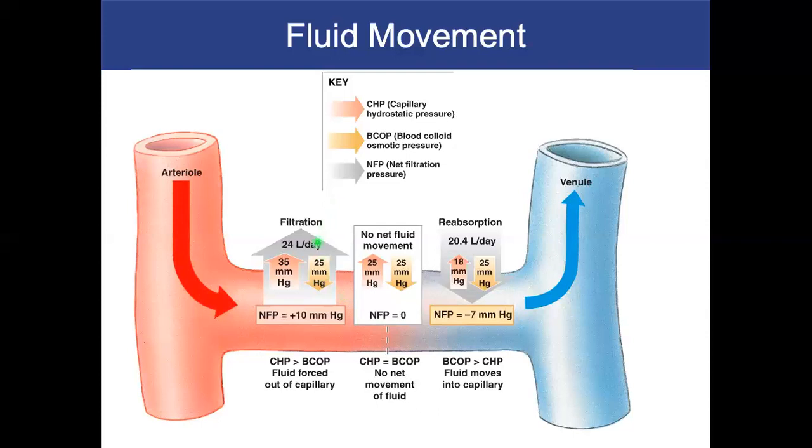You're going to pull water towards it because water wants to dilute the side with more particles. So blood colloid osmotic pressure is pulling fluid in. And notice it's the same number. It's 25 millimeters of mercury throughout the length of the tube, right? Okay, so how does this work? You have to take into consideration the capillary hydrostatic pressure and the blood colloid osmotic pressure. Whichever number is greater, that force wins and fluid's going to move in that direction.